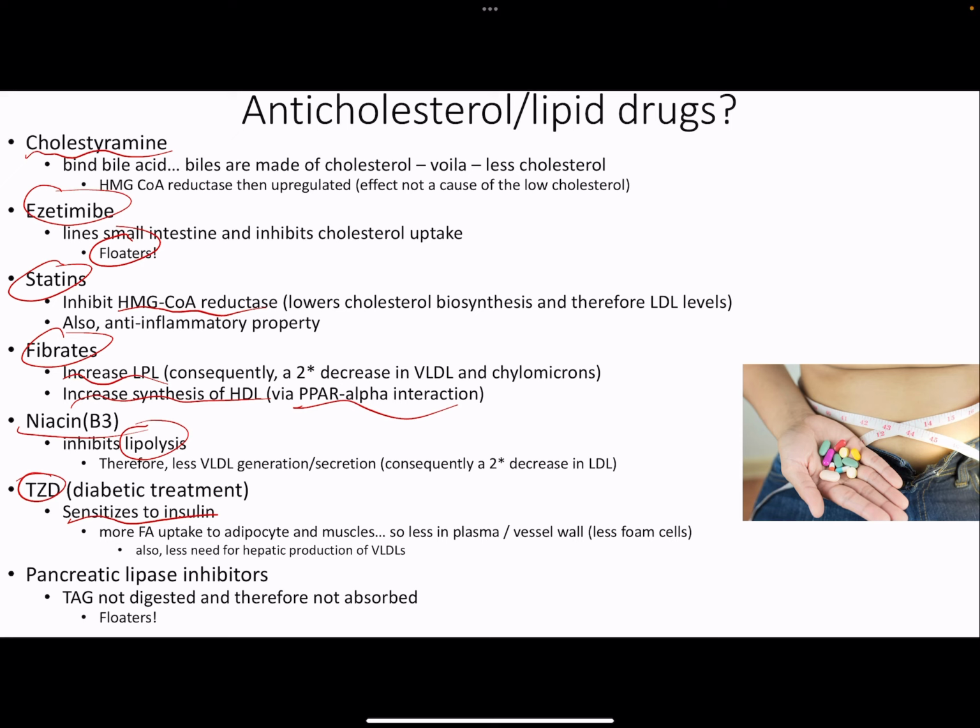Also sensitizing to insulin, I'm going to take up more sugar from the blood, which means that I don't actually need the beta oxidation and the fat delivery for energy because the glucose is going to work fine. Then pancreatic lipase inhibitors: bile emulsifies and the lipase breaks down. And so if we're not breaking down, it's harder to absorb and you're just going to poop out all your fat. You get more floaters.